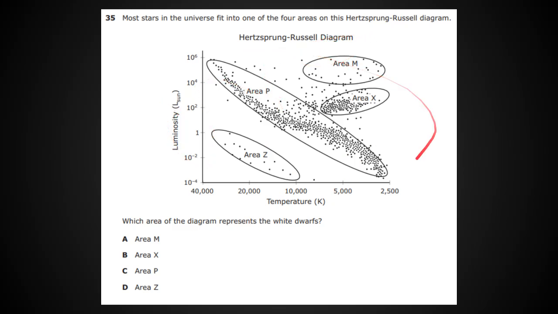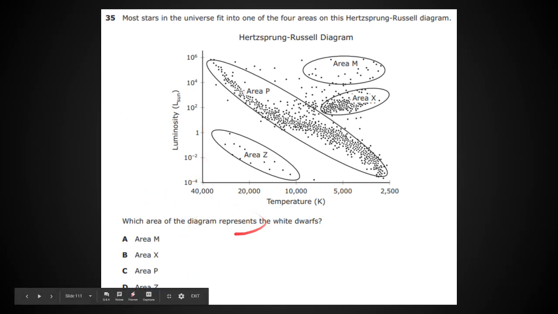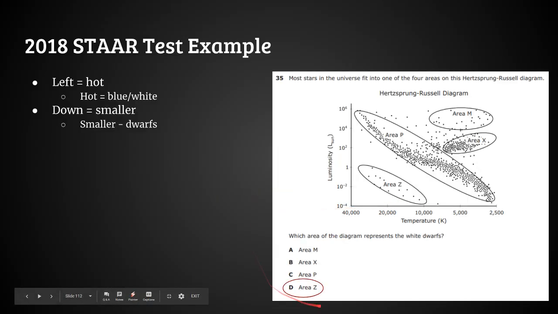Moving on, this is one of those pictures where we don't really have a color, so that's why I was saying to memorize it, and it's asking for where the white dwarfs are. So if we remember that down is small, up is big, left is hot, and right is cold, then we can find out that this right here is our small hot side. So that would make the answer D, area Z.